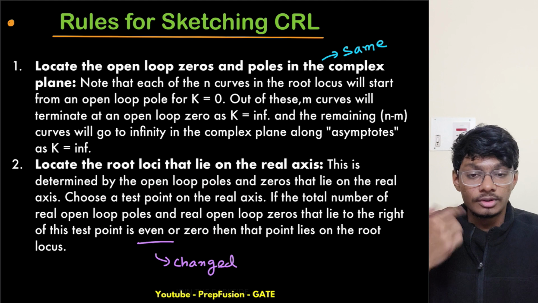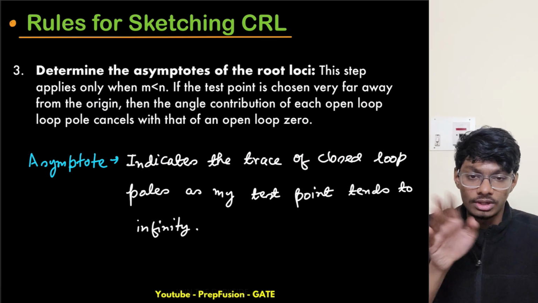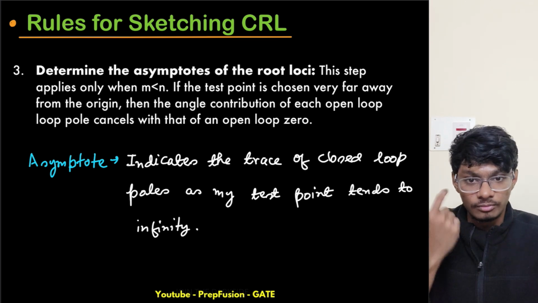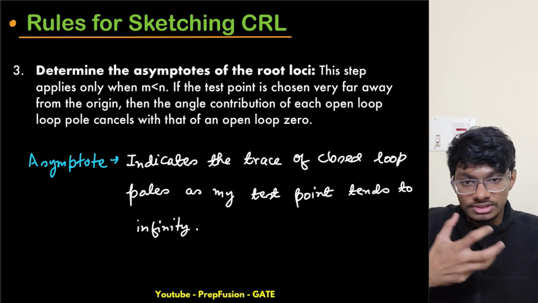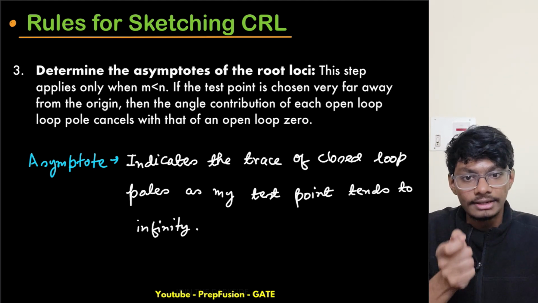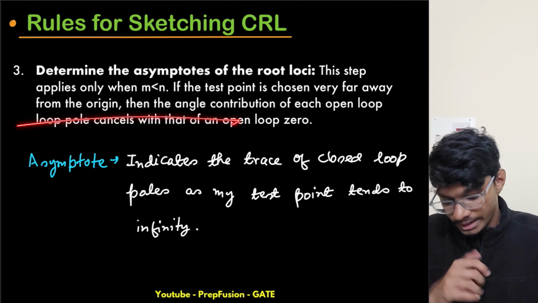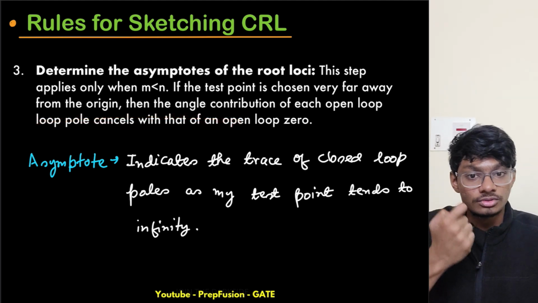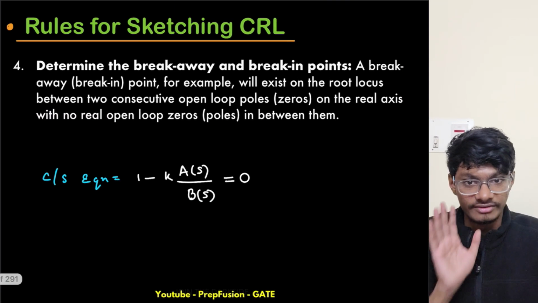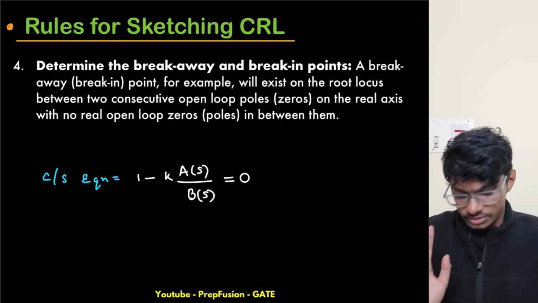Why? Because we have used the angle condition. That's why for the real axis part, on the right hand side of my test point, an even number of poles and zeros should lie. Then it will be a valid point on the root locus. My angle of asymptote will also change because I have used the angle condition to prove it. Centroid won't change, I haven't used the angle condition to prove it, so it is not that important.